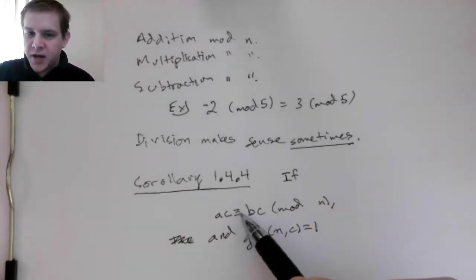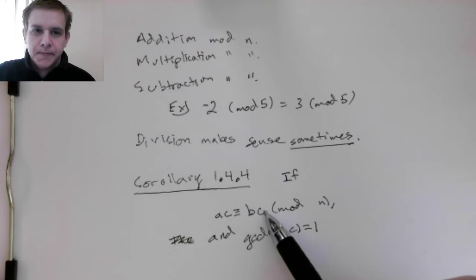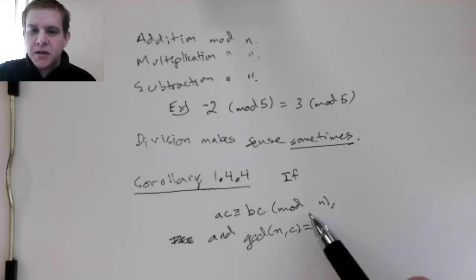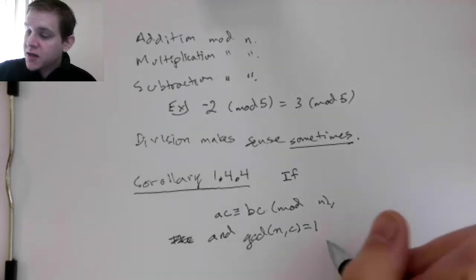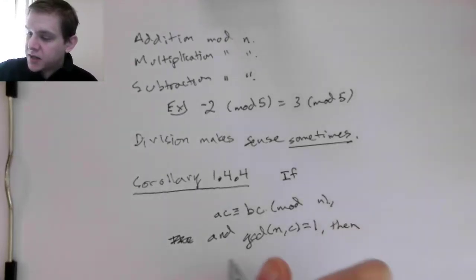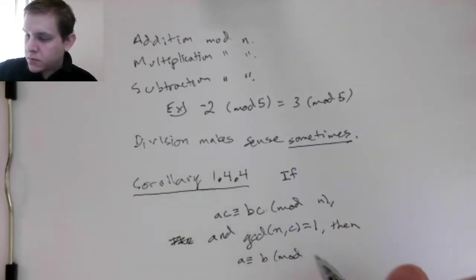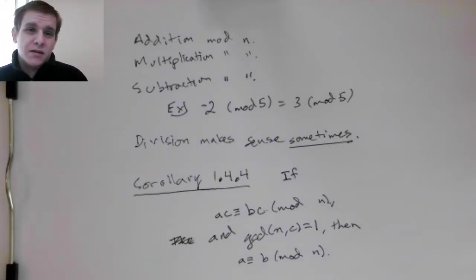So the thing that I'm trying to divide by, right? If this was just a usual equation and I wanted to get a equals b, I would divide by c. So to be able to divide by c, I need this condition that c is coprime with the modulus. So if c is coprime with the modulus, then I can actually divide. And this is basically an if and only if condition. It's not exactly an if and only if condition, because you'll be able to, and we'll talk about that soon.